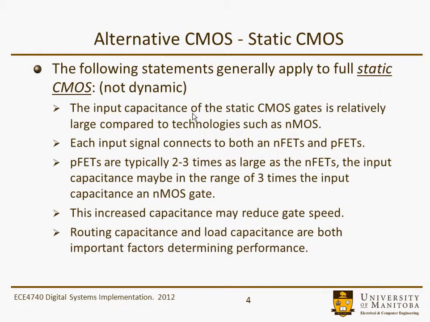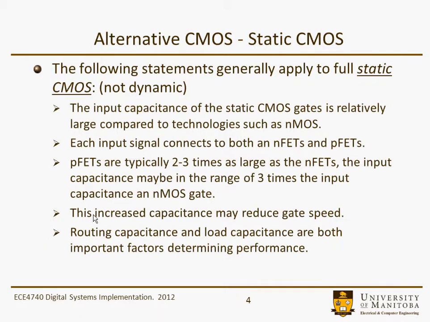So the input capacitance of the static CMOS gate is relatively large compared to something which would have been implemented in pure NMOS. Each input signal connects to both NFETs and PFETs. The PFETs are typically 2 to 3 times as large as the NFETs. That's to account for the difference in mobility. And as a consequence, the input capacitance may be in the range of 3 times that of an NMOS logic gate performing the same function. So this increased capacitance could slightly decrease gate speed.